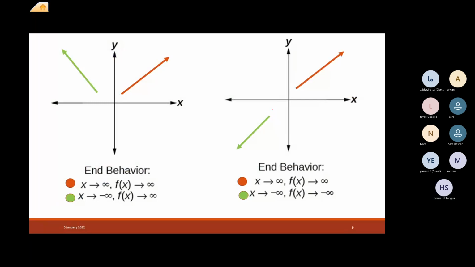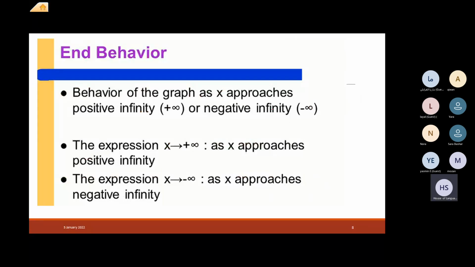If you have this graph, look at the red one. You will ask yourself, where is the red one going? This we call the end behavior. Where are you going? Upward, downward, to the left, to the right, positive infinity, negative infinity, and so on. How will I explain it? I will use positive infinity or negative infinity. If I say x positive infinity, I read it as x approaches positive infinity.